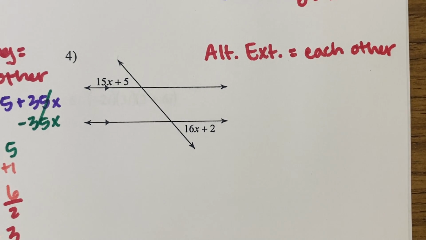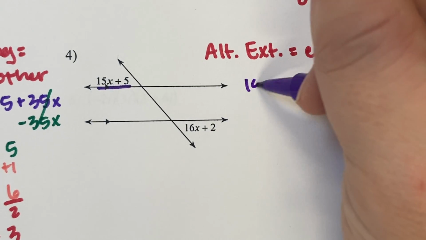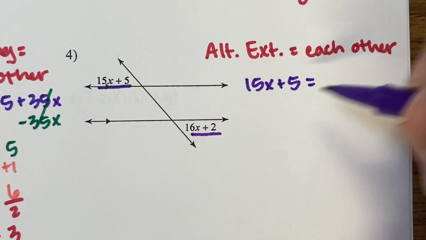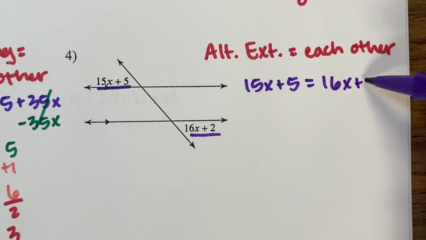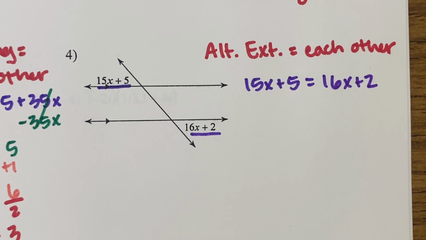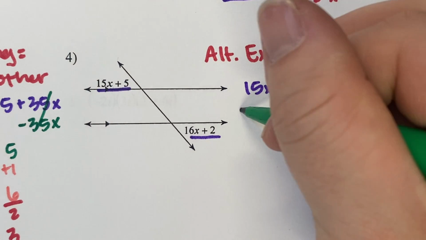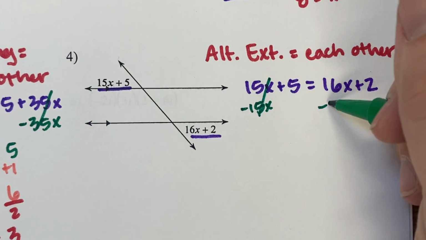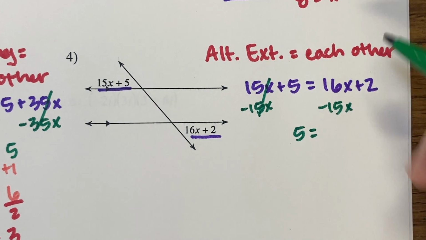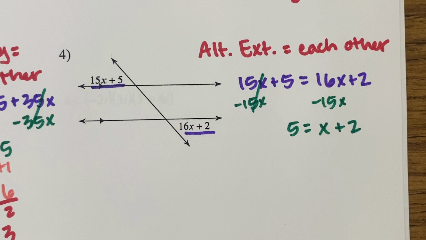Okay, so again, that means we can take one of them, our top one in bold, 15x plus 5, set it equal to our other one, 16x plus 2. Need to move all my x's to one side, so I'm going to move the smaller one, subtract 15x, subtract 15x. 5 equals 16 minus 15 is just 1x plus 2.